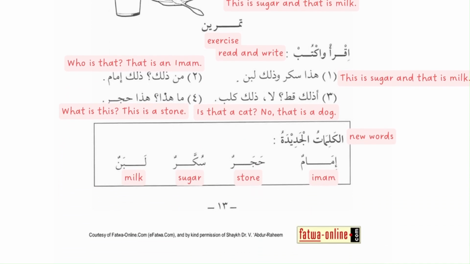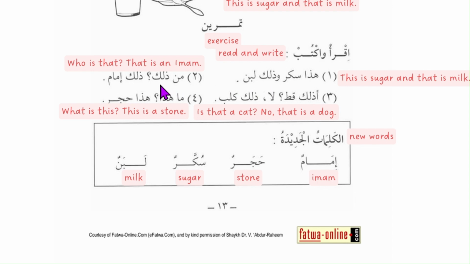Your Durusul Lughah book has a read and write exercise for lesson 2. Make sure you practice reading and writing out these sentences using both Haadha and Dhalika. This is a key to making these new words and structures feel natural. Let's read together. Iqra waktub. Read and write. Haadha sukkarun wa dhalika labanun. This is a sugar and that is a milk.